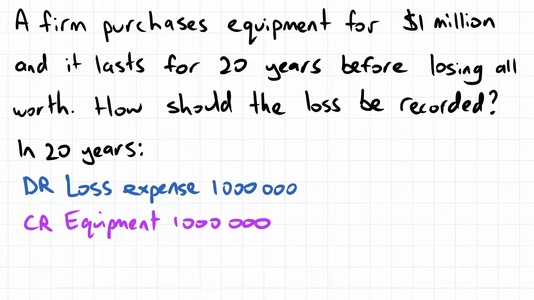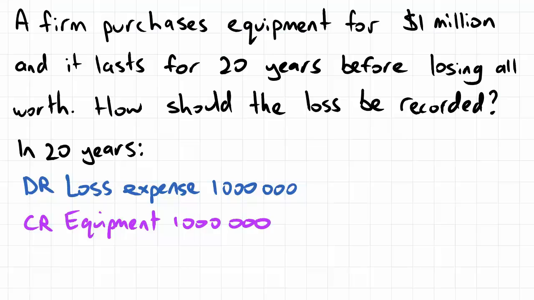We want to observe what we call the matching principle, which says that when we record revenue, we also want to record corresponding expenses. So instead of recognizing the expense only at the end of the 20 years, because that expense actually corresponds to the entire 20 years worth of revenue, we want to sort of spread it out and recognize it in each year. So this is why we use depreciation.